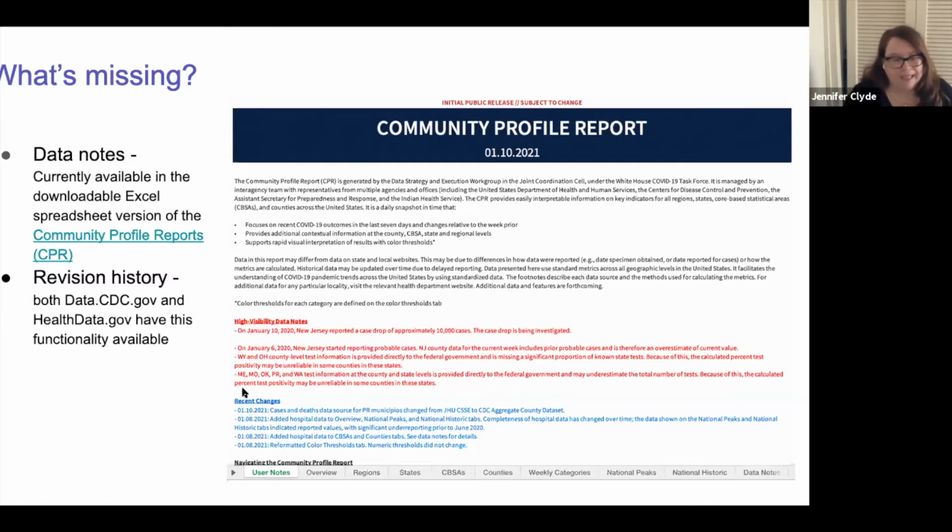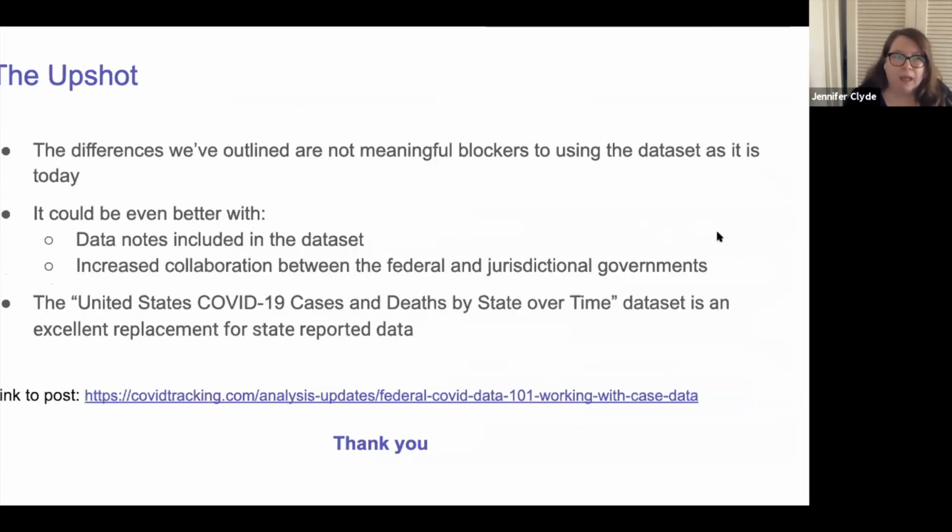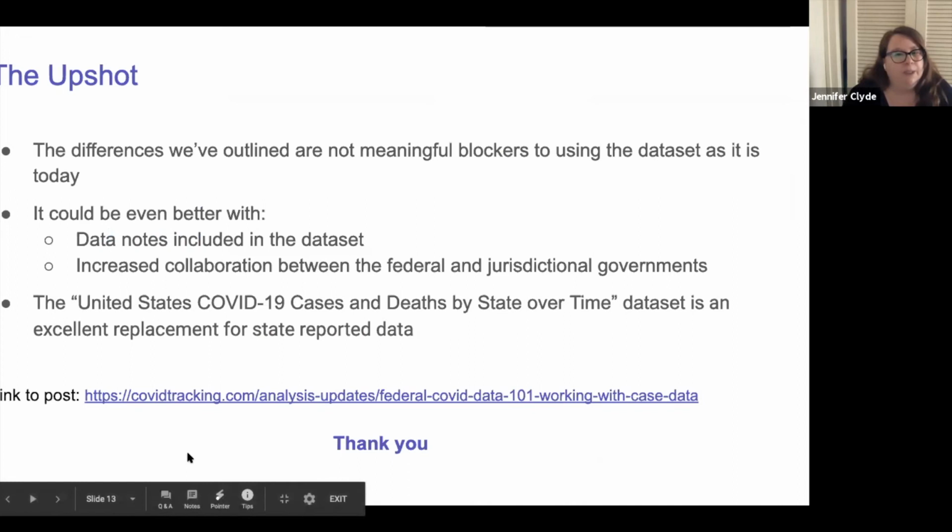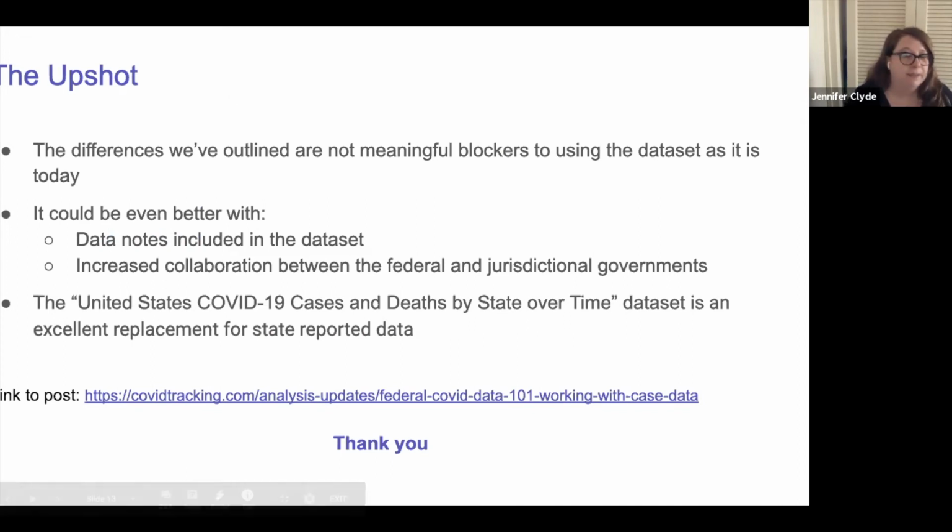But basically, put it on for this as well. And then just to summarize on the last slide, the differences we've outlined, we don't think are meaningful blockers to using the data set. Right now, it's very solid and, as we showed, compares very closely with the state reported data.